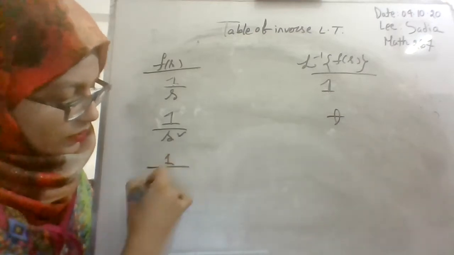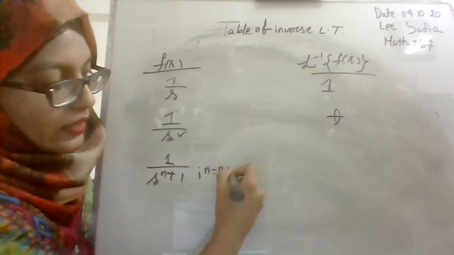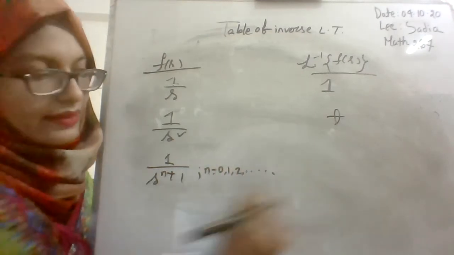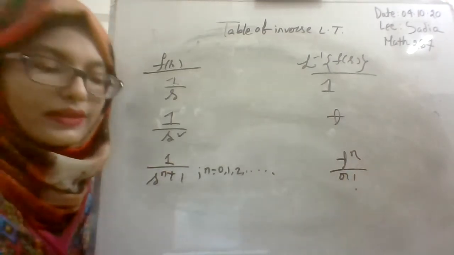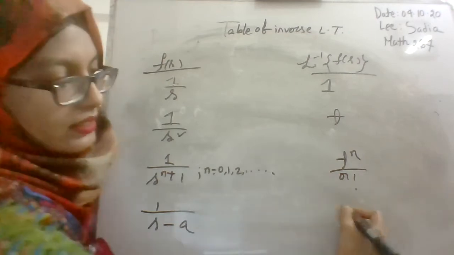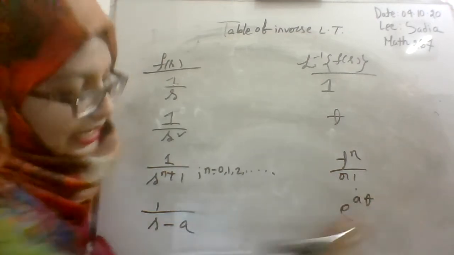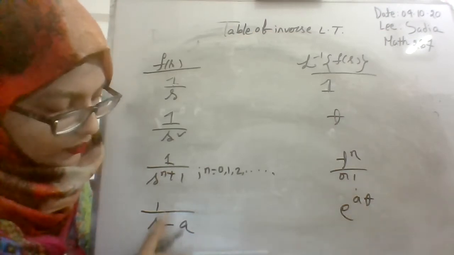The inverse Laplace transformation of 1 by s to the power n plus 1, where n equals 0, 1, 2 and so on, is t to the power n by n factorial. The inverse Laplace transformation of 1 by s minus a is e to the power at. And for e to the power minus at, the inverse Laplace transformation will be 1 by s plus a.